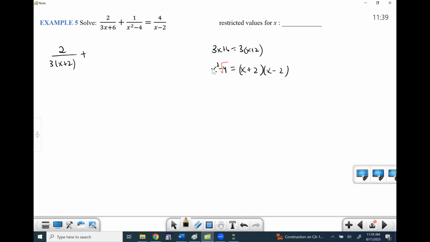And this has to be x to some even number, x to the second, x to the fourth, right? Okay, so 1 over x plus 2, x minus 2, and this one's already fully factored. So now the reason why we want to factor it is now it's so much easier to get our restrictions.